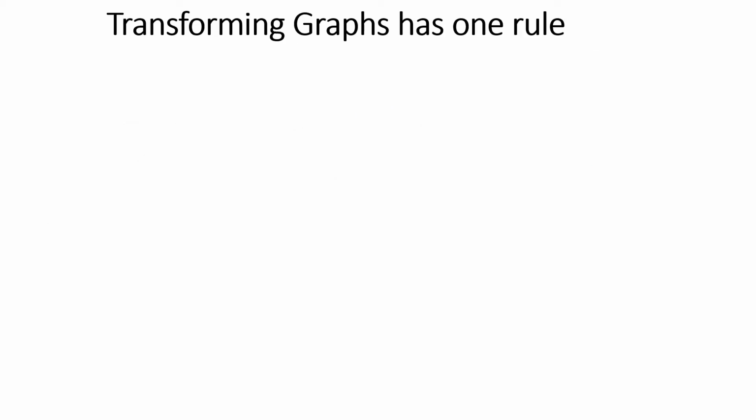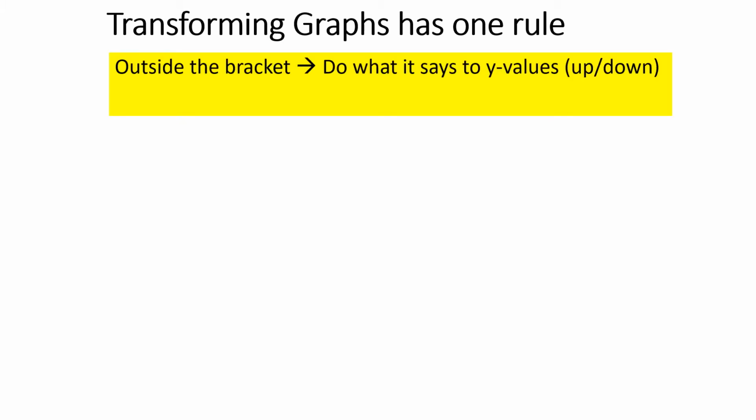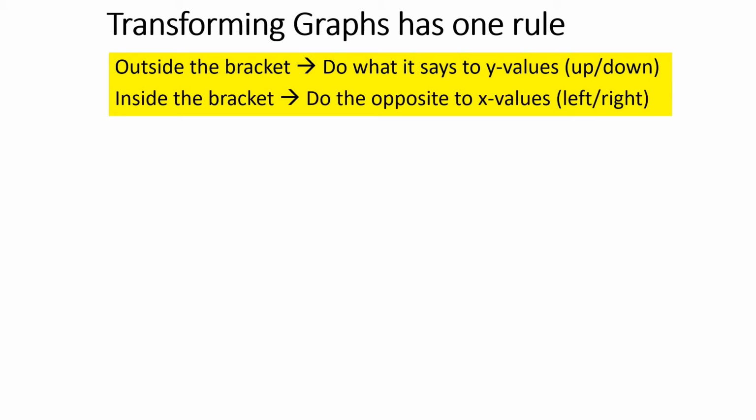So I'm going to jump straight in with the single most important point in this video: transforming graphs, moving them around, stretching them, twisting them, has one rule, which is that if something is outside a bracket, you do exactly what it says to y values, and if something is inside the bracket, you do the opposite of what it says to the x values. Now I'm going to have that up on screen for the entirety of this video because it literally is as simple as remembering those two things and being able to apply them.